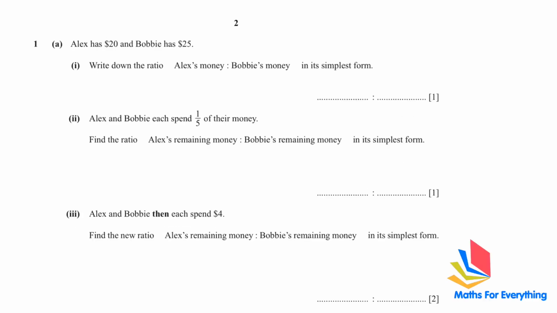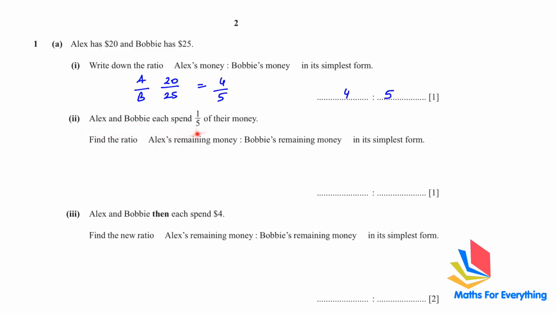The first question, A1. Alex has $20 and Bobby has $25. Write down the ratio of Alex's money to Bobby's money in its simplest form. In the calculator, write this as a fraction. This is Alex's money and this is Bobby's money. And you will get the answer 4/5. So just write here 4:5.